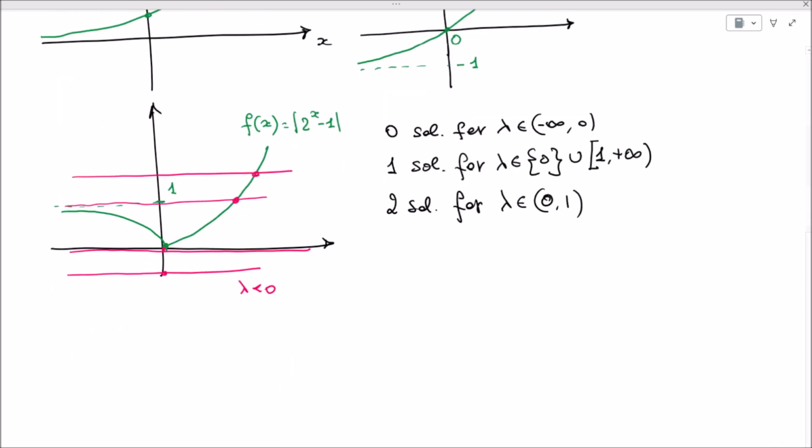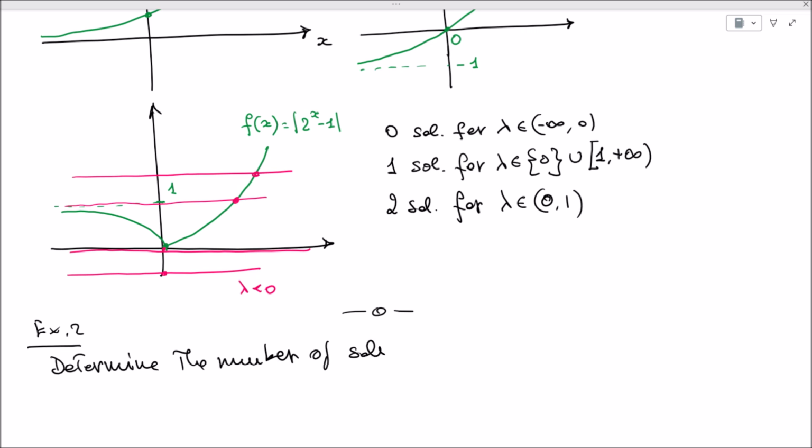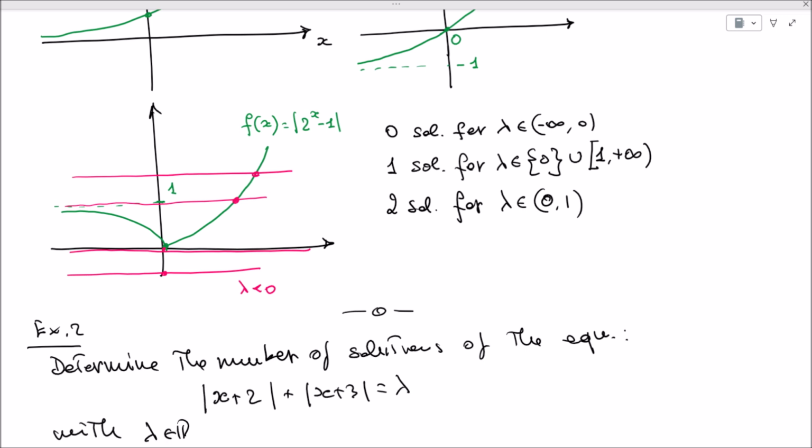Let's solve now a similar problem, exercise 2, where we need to determine the number of solutions of the equation |x + 2| + |x + 3| = lambda, as always with lambda as a parameter.